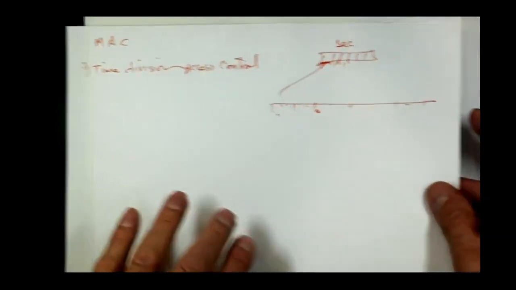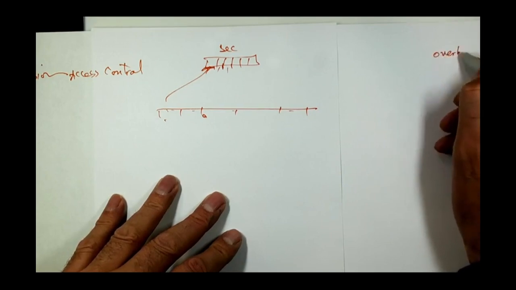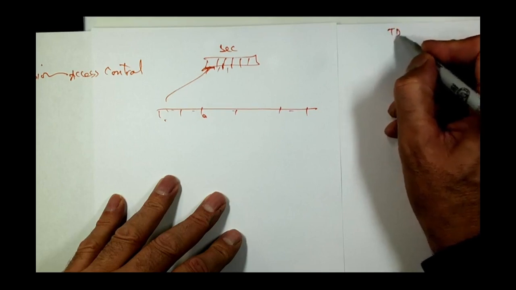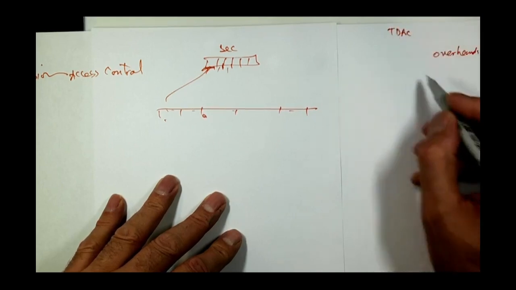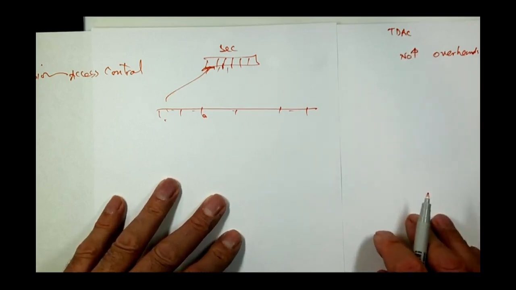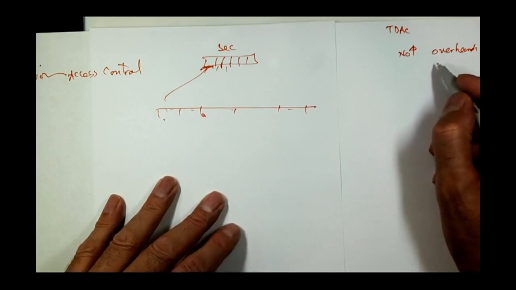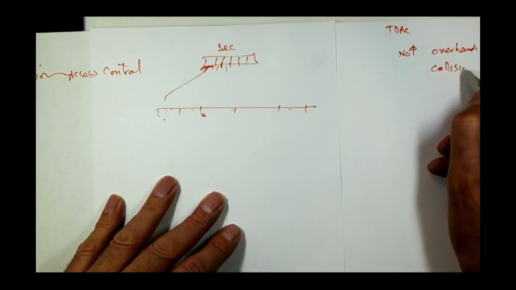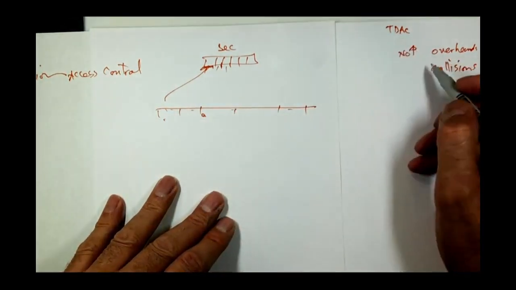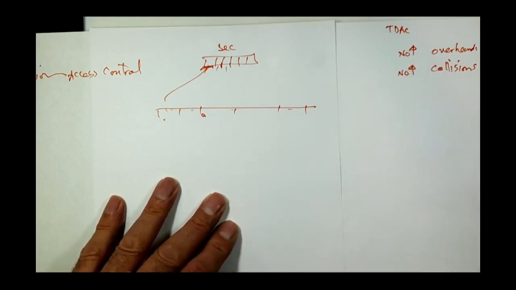Absolutely easy, no overheads. So first thing, are there overheads for time division access control? No overheads, which is a big advantage. Is it likely to get collisions? No, not if every machine sticks to its timing. No collisions, which is fantastic. Another good point.